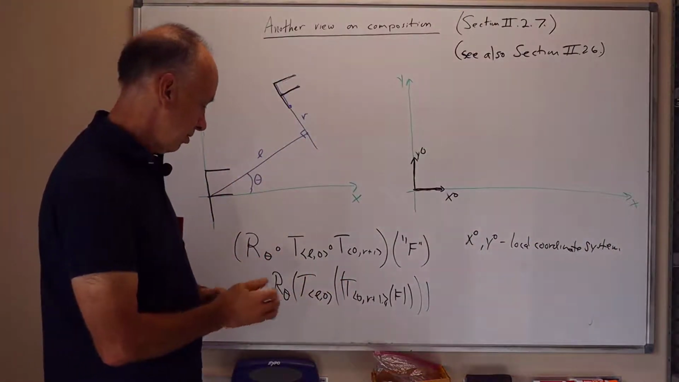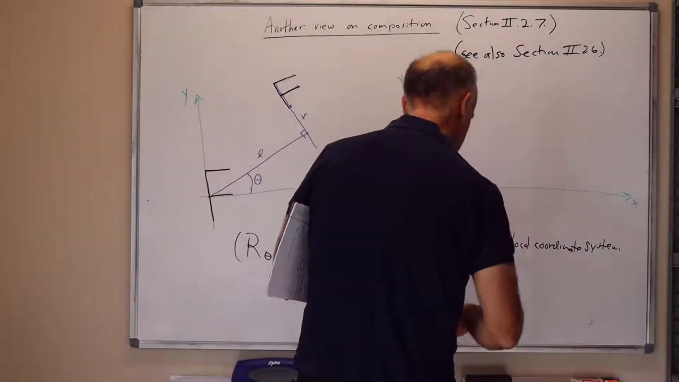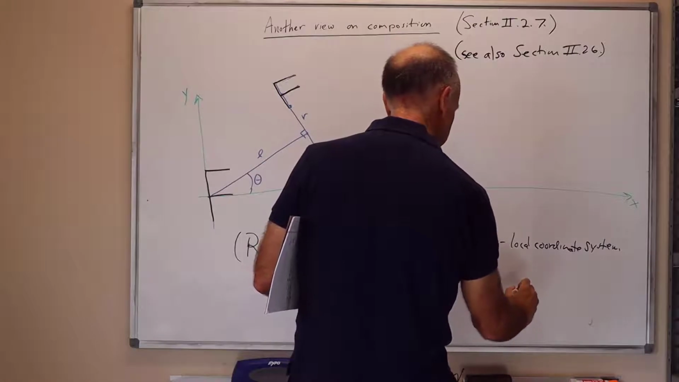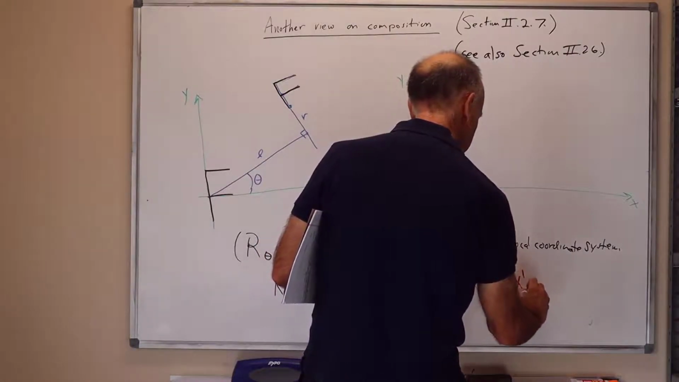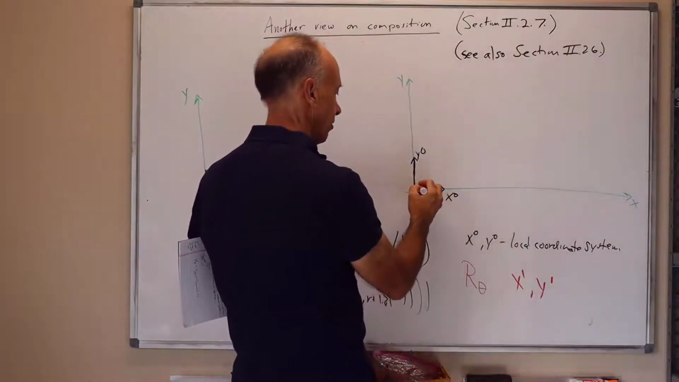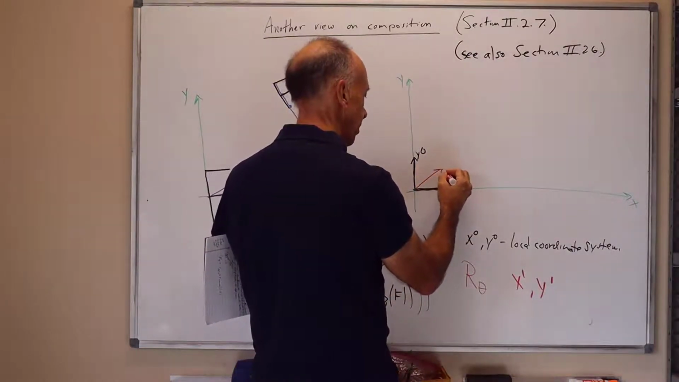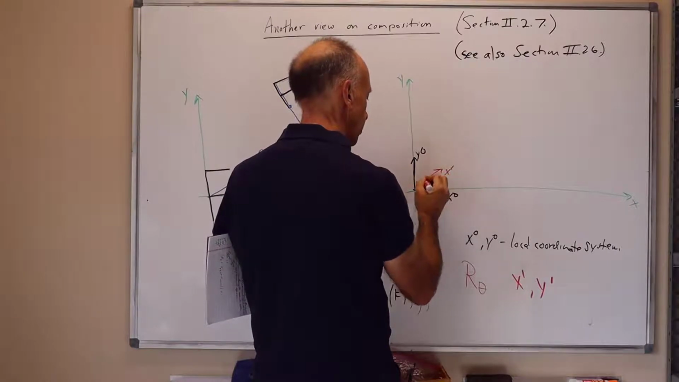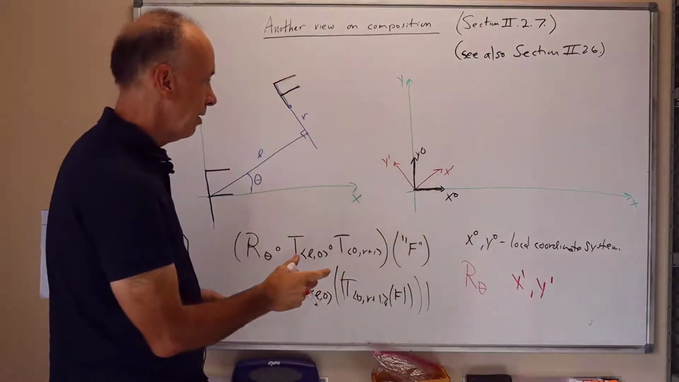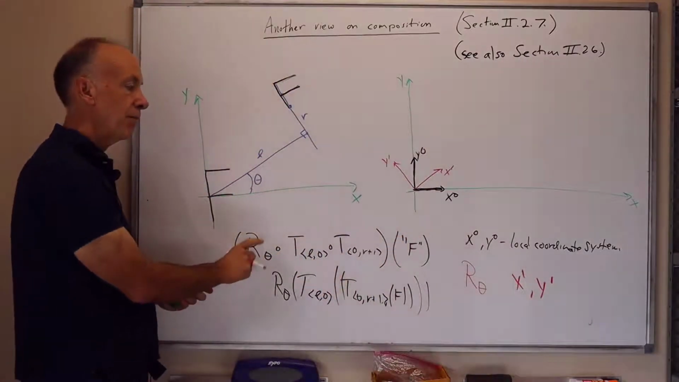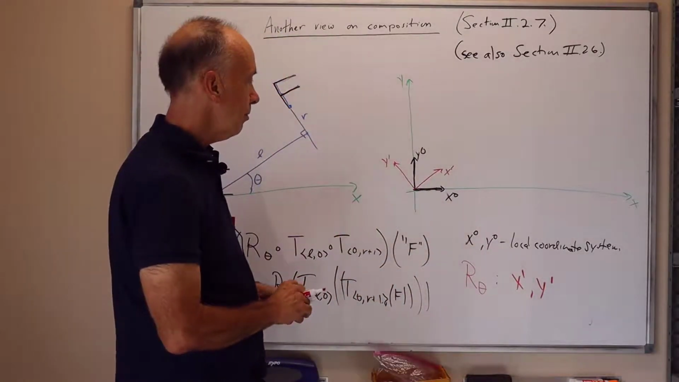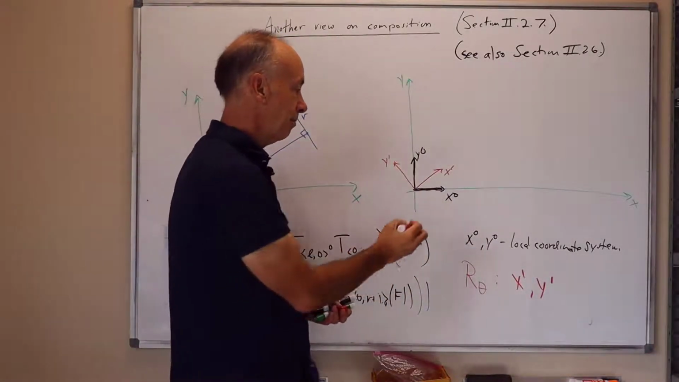Now, let's try a different color here. Suppose I apply the rotation R theta. That's going to give me a local coordinate system x1, y1, which is the rotated version of x0, y0. So here's x1, y1. We think of the rotation, and we're going to apply it first, starting at the left, as rotating the coordinate system by angle theta.